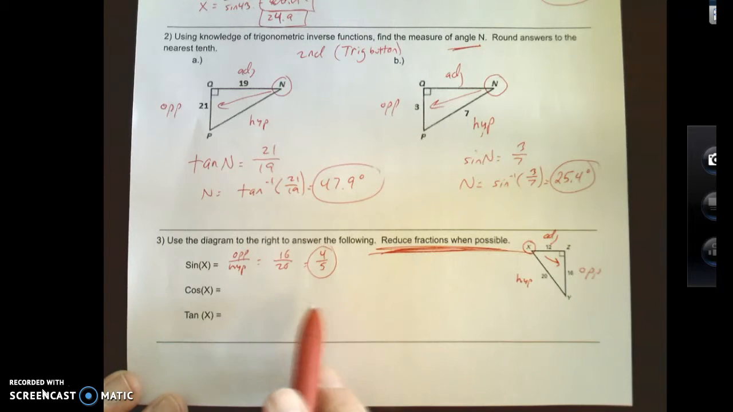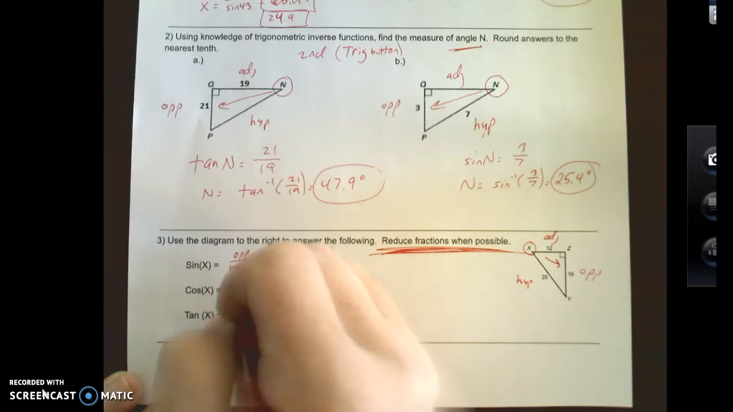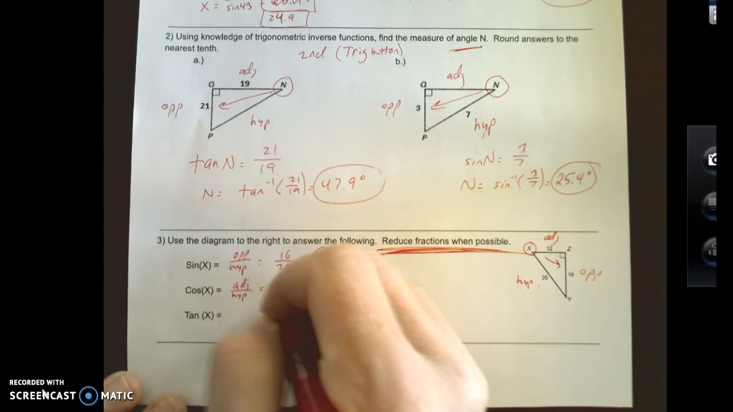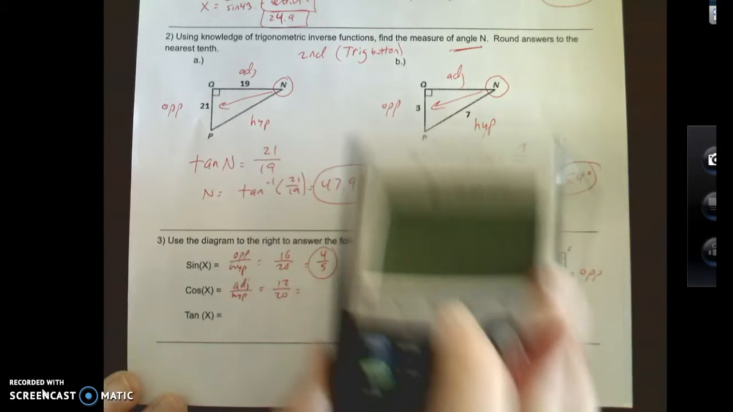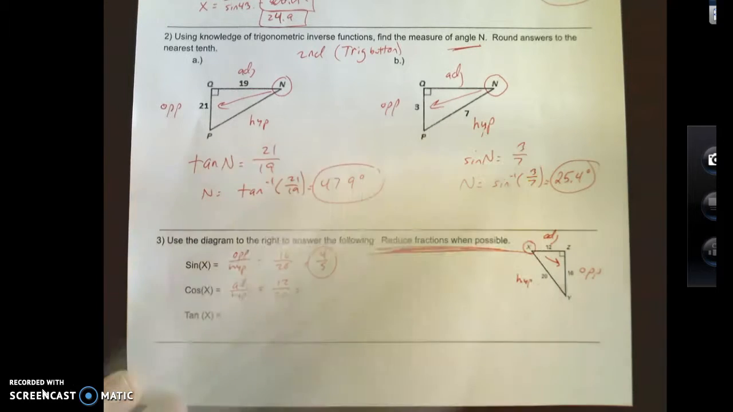Okay. Cosine is adjacent over hypotenuse. So A over H, 12/20. Same idea. 12 divided by 20. Math, enter, enter, 3/5.